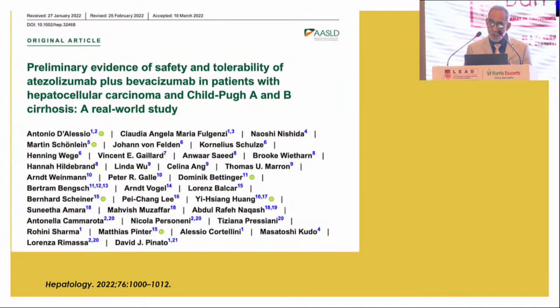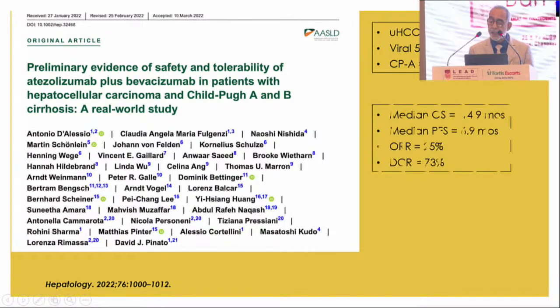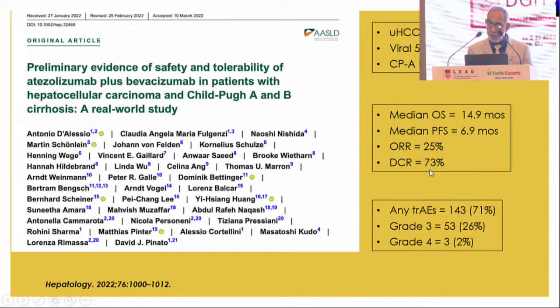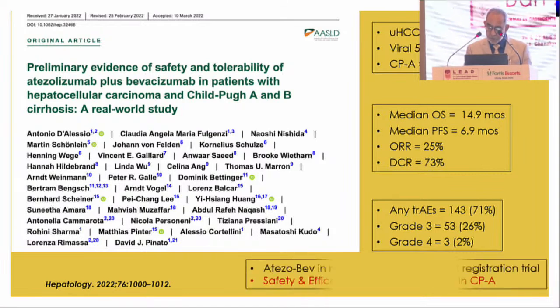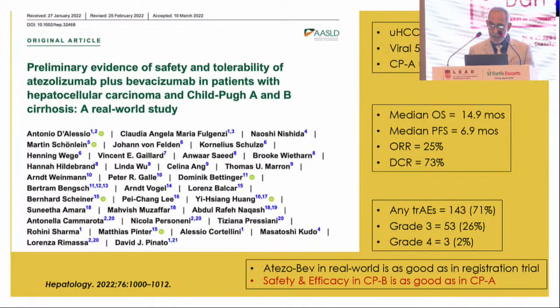Another study that is worth highlighting is a study in Hepatology that came out last year, included 216 patients from 11 centers. Here the dominant etiology was viral B and C, but they were mainly CTP A and B patients, and they showed a good median survival, 14.9 months, with a progression-free survival as shown here, and a disease control rate of about 73%. Adverse events were notable, as were seen in the registration trial as well.